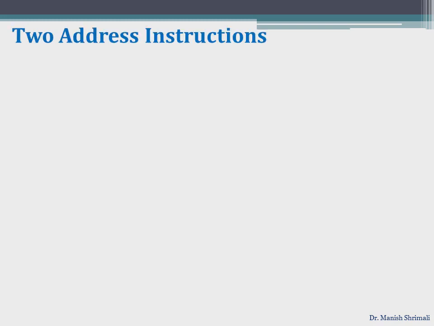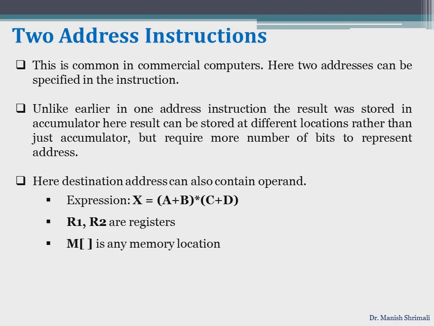Next, let us see how two address instructions are being used in the same expression. As you can see, this is common in commercial computers, that is, these two address instructions are very common. Here two addresses can be specified in the instruction itself. Unlike earlier, in one address instruction the result was stored in the accumulator, here the result can be stored at different locations rather than just the accumulator, but it requires more bits to represent the addresses.